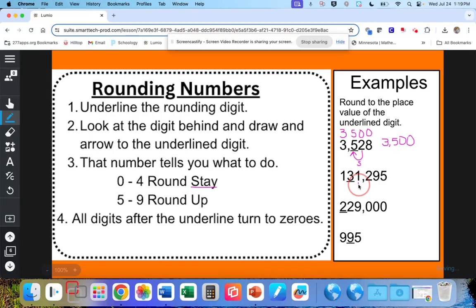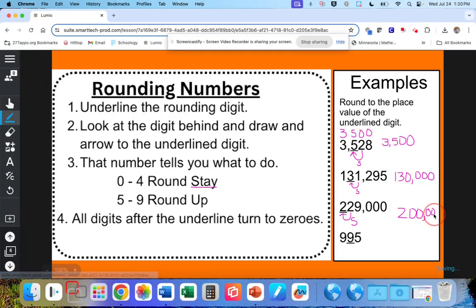Okay, the next one, the 1 tells the 3 what to do. 1 is telling the 3 to stay. So everything in front of it stays. 1, 3. Everything behind it turns to zeros. So a 0, a comma, and 3 more zeros here. The next one, the 2 is telling the other 2 to stay. So our 2 stays. Everything behind the underline goes to zeros.